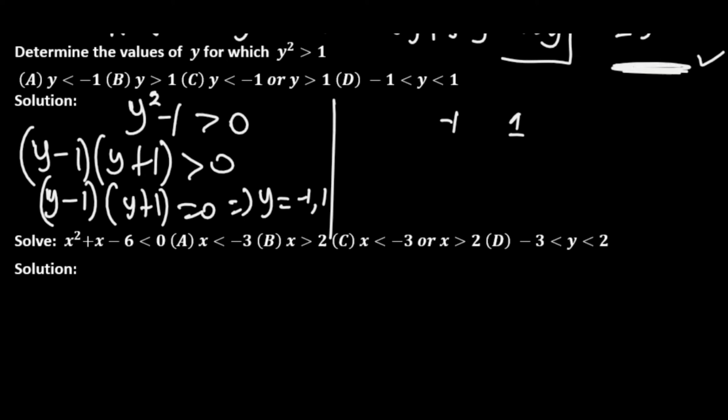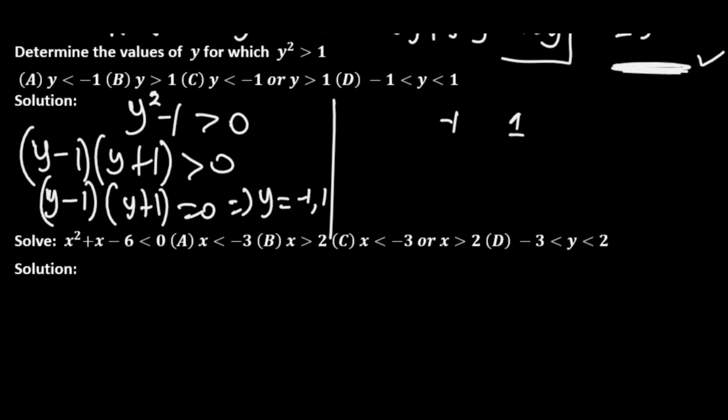Do you get the logic here? These two numbers we solve to get the two numbers that will give us 0. Any other number will give us either less than 0 or greater than 0. So we now use it to create boundaries. We have 3 boundaries now: numbers less than minus 1, numbers between minus 1 and 1, and numbers greater than 1. So we use it to test. That's the idea. So let's choose numbers less than minus 1.